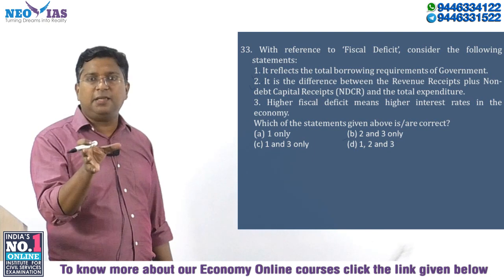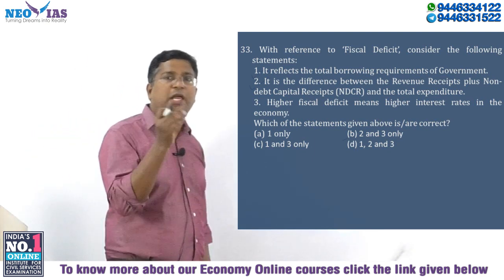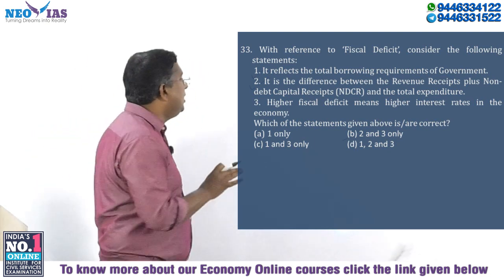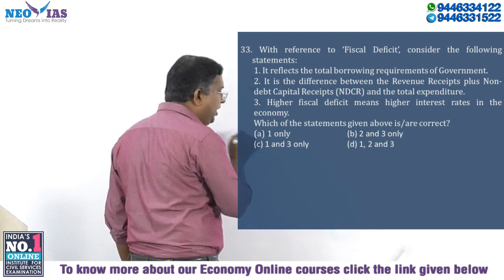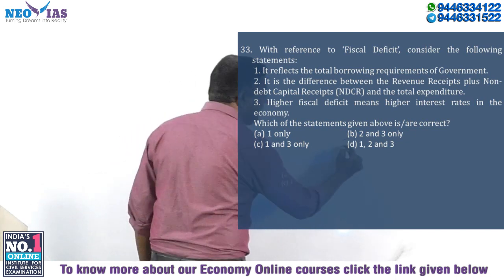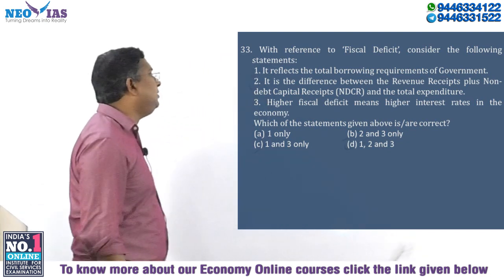So we have studied this in the budget. So please revise it, those who are having any doubt. Okay. So the second statement is also correct. If you know that 1 and 2 are correct, we can eliminate A, we can eliminate C. So your answer will come as D, 1, 2 and 3.